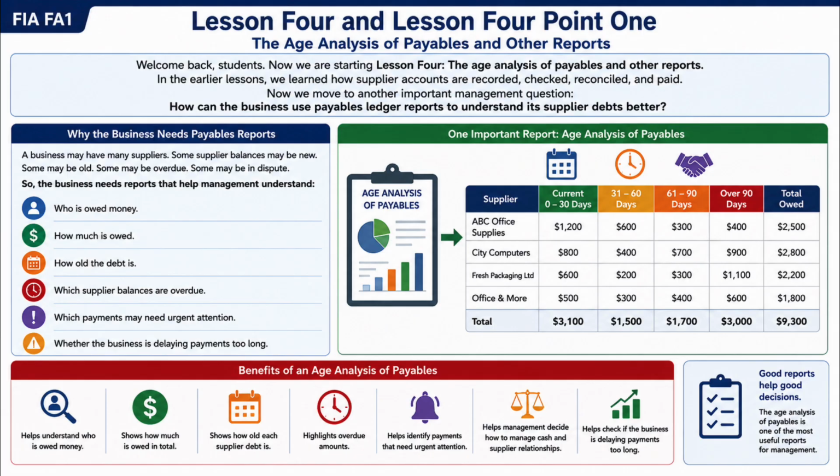Now we are starting Lesson 4, the age analysis of payables and other reports. In the earlier lessons, we learned how supplier accounts are recorded, checked, reconciled, and paid. Now we move to another important management question. How can the business use Payables Ledger reports to understand its supplier debts better? A business may have many suppliers. Some supplier balances may be new, some may be old, some may be overdue, some may be in dispute.